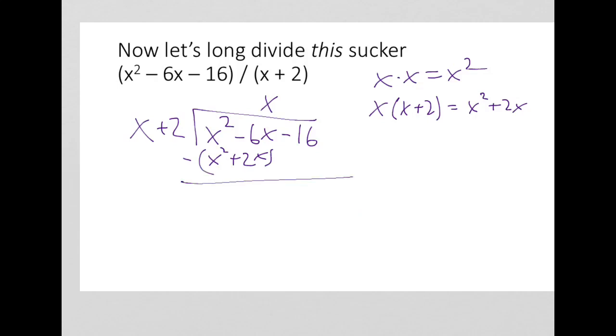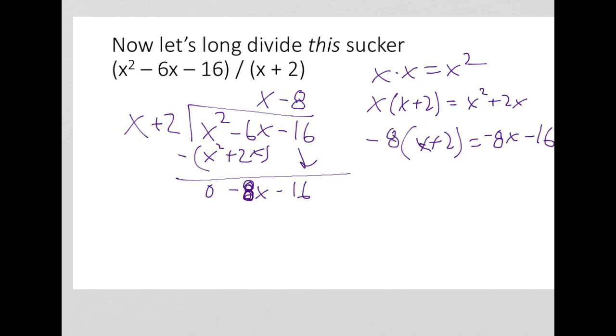So x squared minus x squared is 0. Negative 6x minus 2x is negative 8x. And just like before, I'm going to drop down my negative 16. And now I'm asking myself, how many times does x go into negative 8x? Well, it's going to go in negative 8 times. And negative 8 times x plus 2 is going to give me negative 8x minus 16.